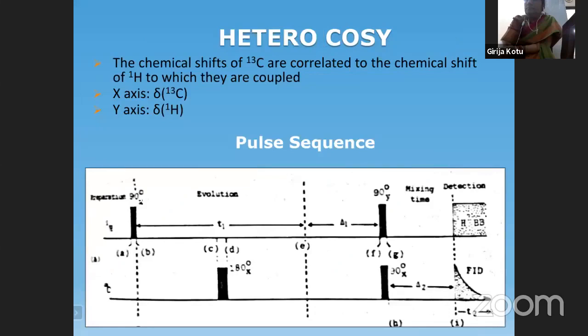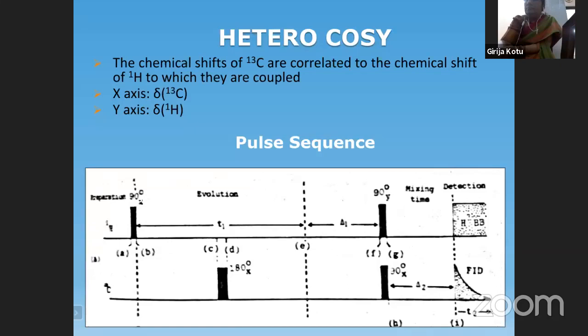And now, hetero COSY. Let us come to hetero COSY. Hetero COSY is nothing but, again, coupling interaction between different nuclei. So different nuclei means heteronuclear, especially the conventional NMR, what we have seen so far is C13 NMR, where you're going to observe coupling between carbon and proton. Carbon and proton, heteronuclear coupling, so it is hetero COSY. And again, here the connectivity is shown in the form of cross peaks.